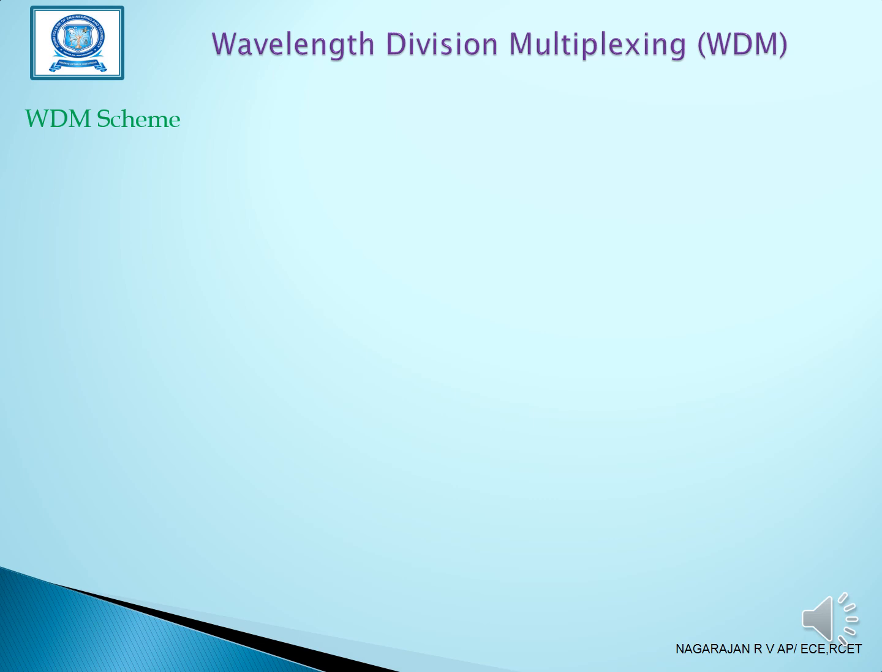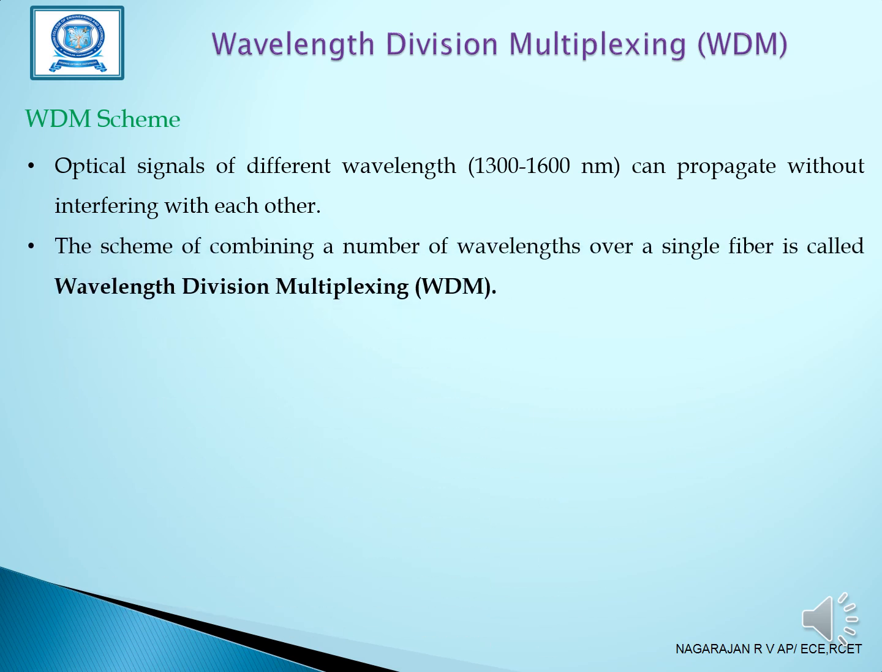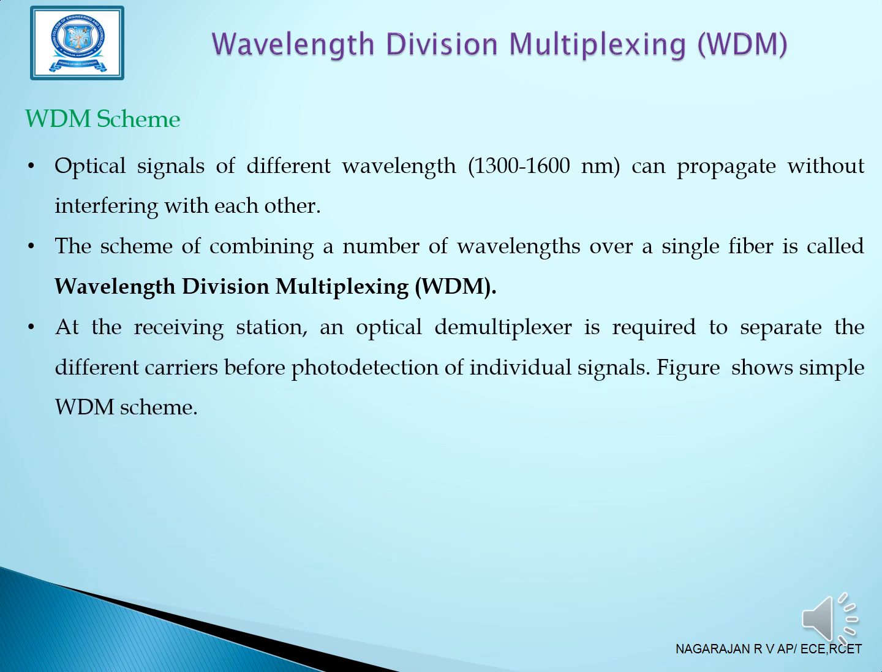So let us see the wavelength division multiplexing scheme. Optical signals of different wavelengths can propagate without interfering with each other. The scheme of combining a number of wavelengths over a single fiber is called wavelength division multiplexing. At the receiving station, an optical demultiplexer is required to separate the different carriers before photo detection of individual signals.